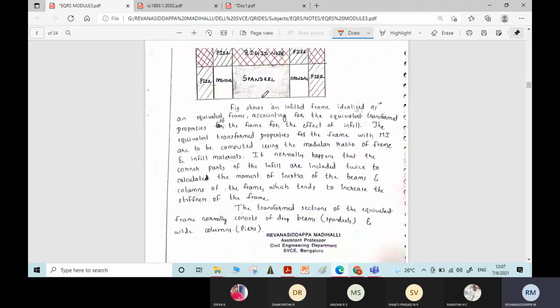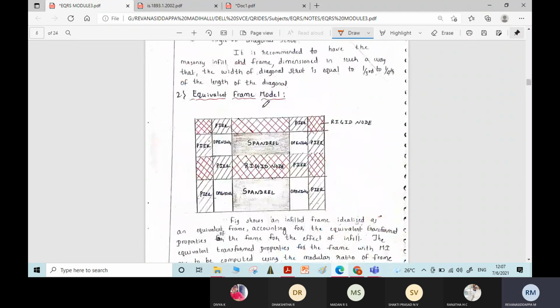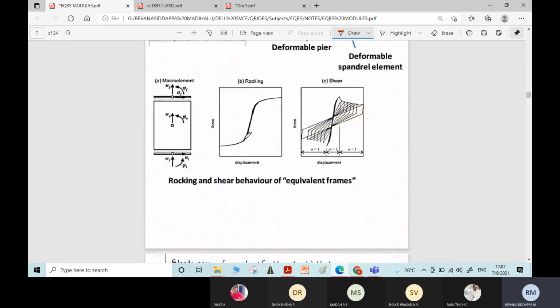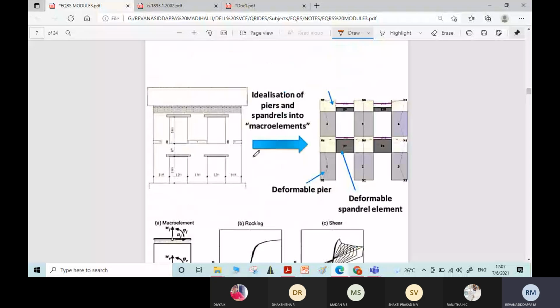Kindly ignore this figure, because it is somewhat confusing. This is a very clear representation of modeling of masonry walls in terms of the equivalent frame model. You can write these two figures, and these three figures are optional. If you want, if you write, it will be better. Otherwise, no issue, it will be okay. Please note these two figures quickly.